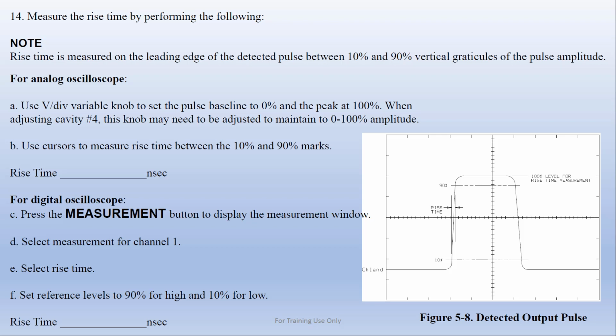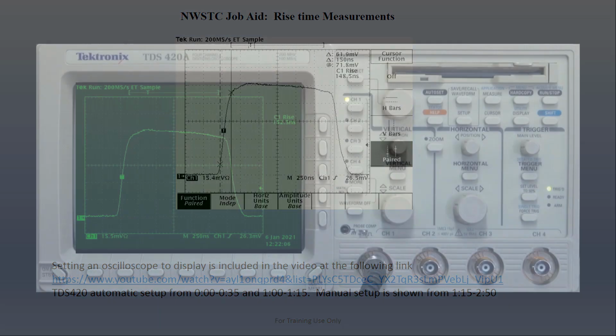If you're using a digital oscilloscope, we can just select the measurement for the channel we're looking at, select rise time, and make sure our reference levels are set for 90% for the high reference and 10% for the low reference. The beauty of the digital oscilloscope is as we change our amplitude of our signal, the digital oscilloscope will track with that, and we will not have to readjust our oscilloscope. So we'll measure our starting rise time, step 14, whether we're using an analog or a digital scope. And we're going to show you an example here.